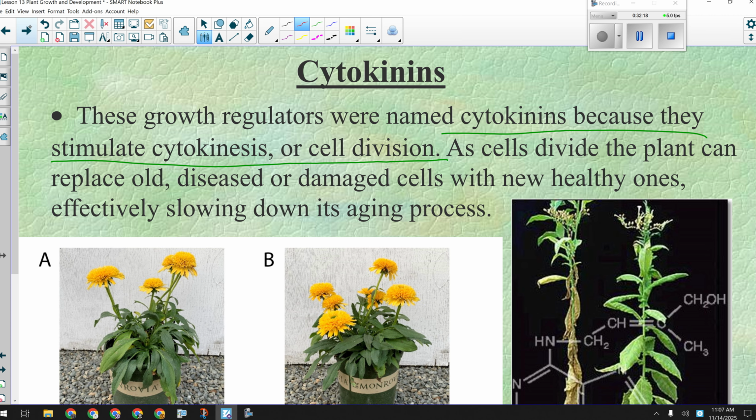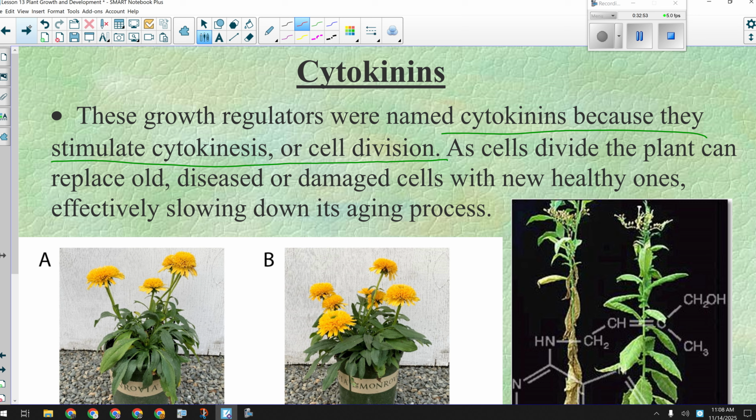This is why there are many plants that can live so long. The oldest living organism in the world is the Methuselah tree. This thing grows in a secret location in California. It's 6,000 years old. That's a pretty long time for a living organism to live. And it can do that because it's constantly replenishing and replacing cells that have been damaged or died. So it just stimulates cytokinesis, or cell division.